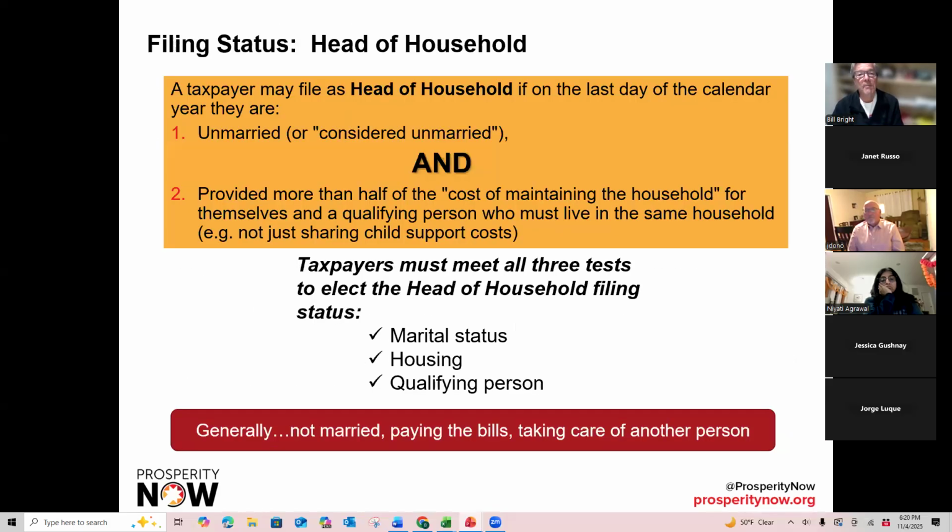So a taxpayer may file head of household if on the last day of the calendar year they are considered unmarried and provide more than half the cost of maintaining the household for themselves and a qualifying person who must live in the same household. Now, taxpayers must meet all three of these: the rental status, they're paying for housing, and they have a qualifying person that's living with them. In other words, generally they're not married, they're paying all the bills, and they're taking care of another person.